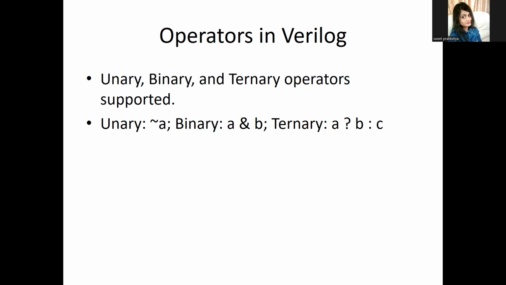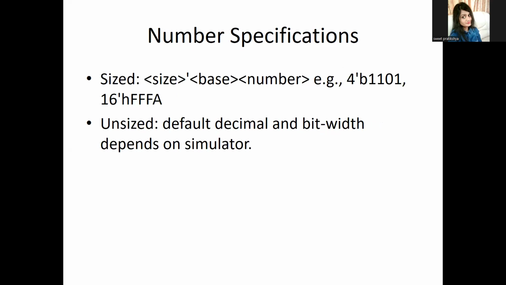So there are mainly three operators: unary, binary, and ternary. Then the next basic thing is number specification. Verilog supports both sized and unsized number formats. The general syntax for a sized number is size, tick, base, number. Example, 4'b1101. How can we define this number? 4 stands for a 4-bit binary number, that is 1101. 4 here is for 4-bit and b for binary.